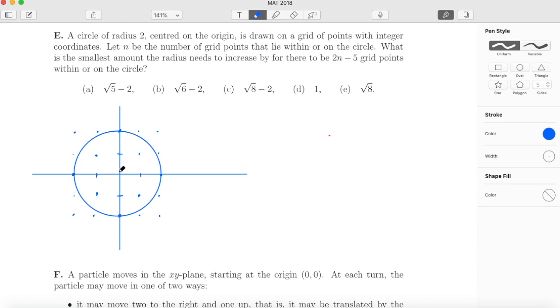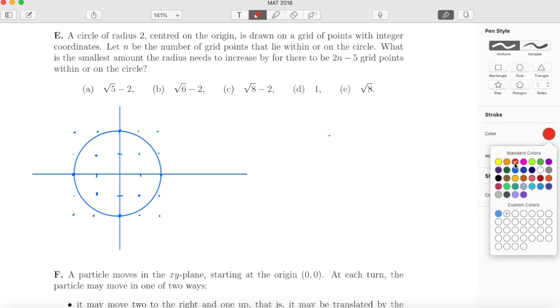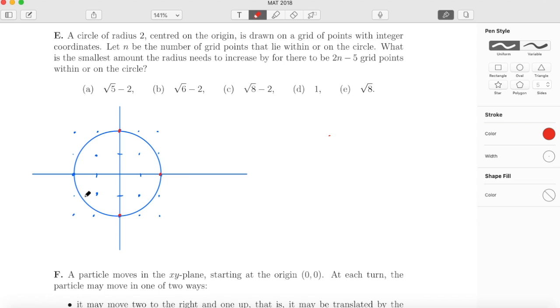So here's our circle of radius 2 centred on the origin. Here's our grid of integer points, and let n be the number of grid points that lie within or on the circle. So we can just count up these points that lie within or on the circle. There's obviously 1, 2, 3, 4 integer points that lie on the circle, and there's just this 3 by 3 square of integer points that lie within the circle, so that's obviously 9. 4 plus 9 is 13, so the number of points n that live within or on the circle is 13.